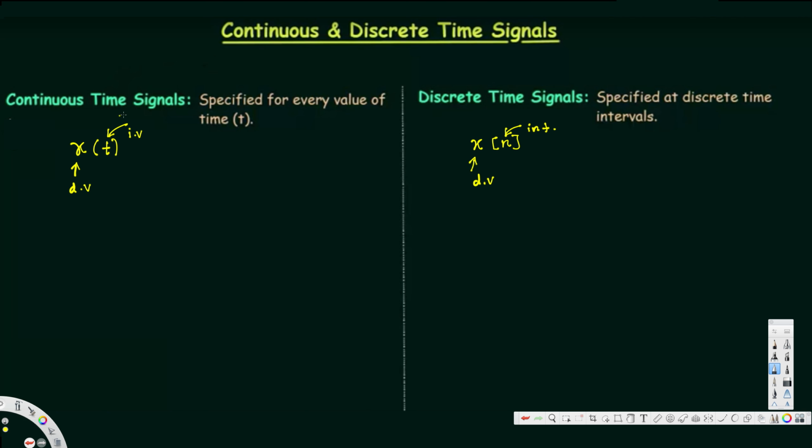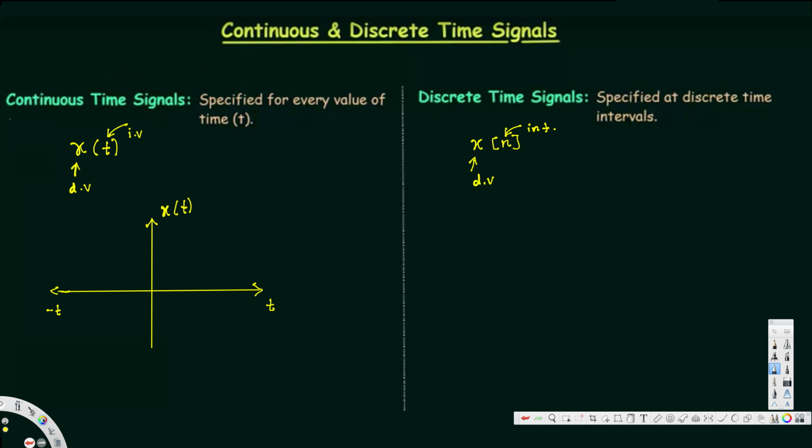Now let's look at an example for a continuous time signal. If we draw a graph for a continuous time signal, we are going to have a y-axis and also an x-axis. In the y-axis we will have the function or signal, that's x of t, and in the x-axis we will have the independent variable, that is time. This will be continuous from negative infinity to positive infinity.